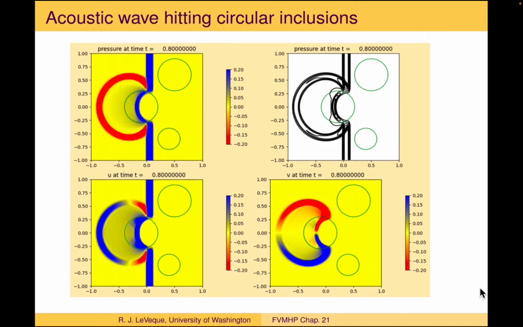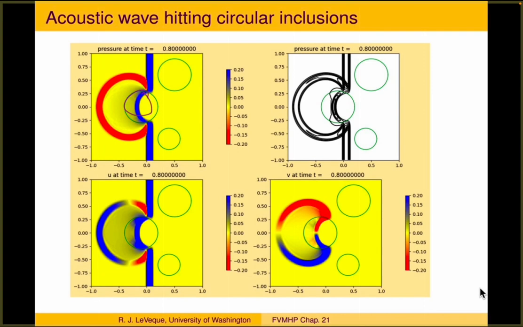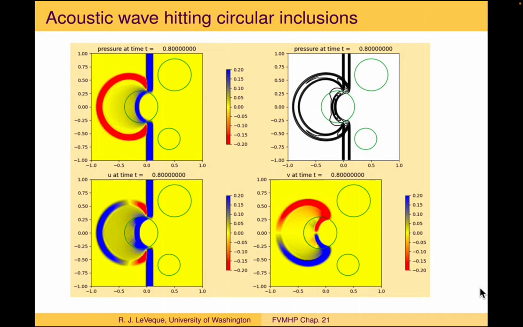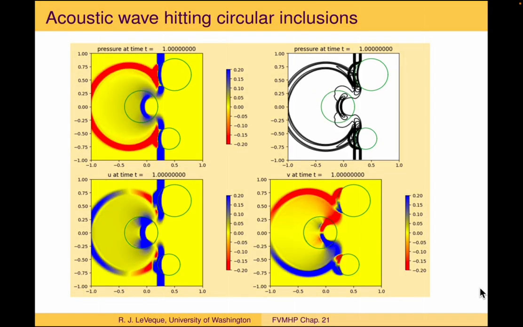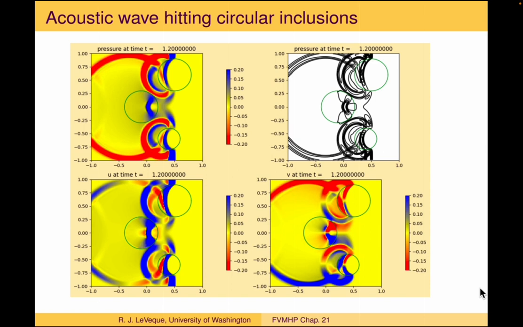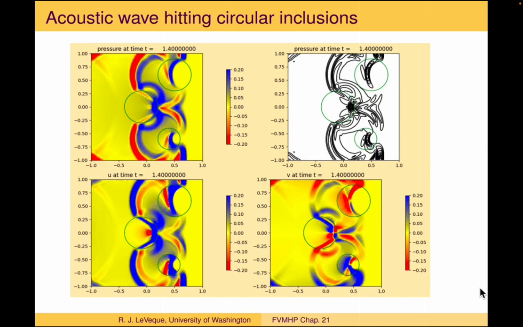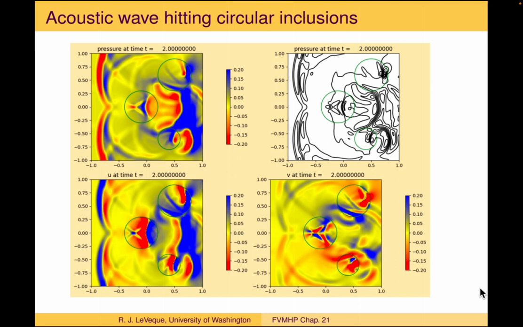And so as it hits this circular inclusion, you can see that we're getting, of course, the reflected wave out here, but also the transmitted wave inside is moving slower. I had the slower sound speed inside than outside, and so you can see that effect. And then as it starts to hit these other inclusions, we get more reflected waves from those, and much more interesting interactions at later time. So with this approach, it's possible to handle quite arbitrary geometry even on a Cartesian grid like this.